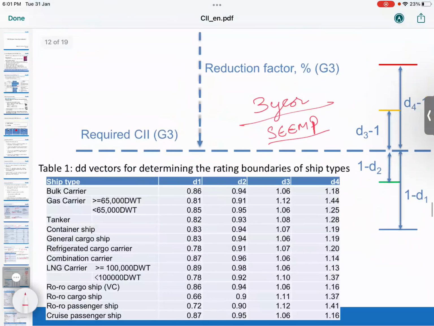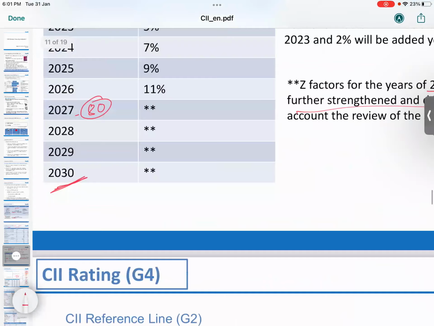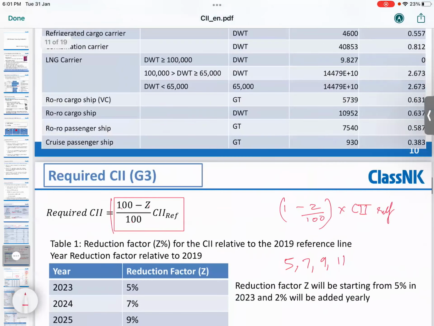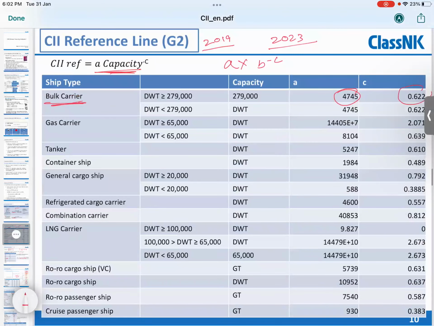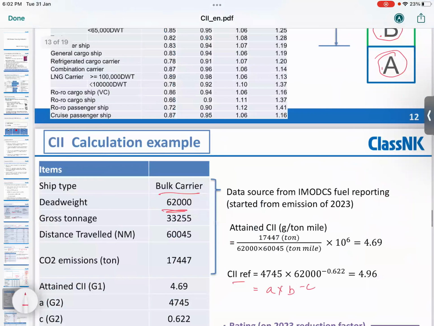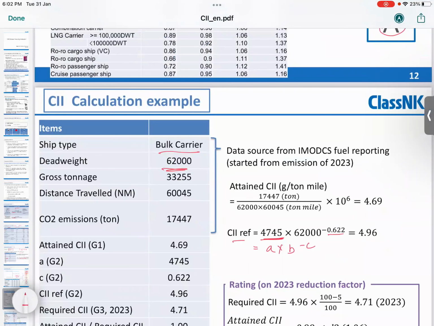Where is my bulk carrier? Just a minute. Okay, here is my bulk carrier. For this, the value of A is 4745 and the value of C is 0.622. So here A is 4745, C is 0.622, deadweight is 62,000. They just put it in the formula, and it is 4.96. I've got the reference line value, right?